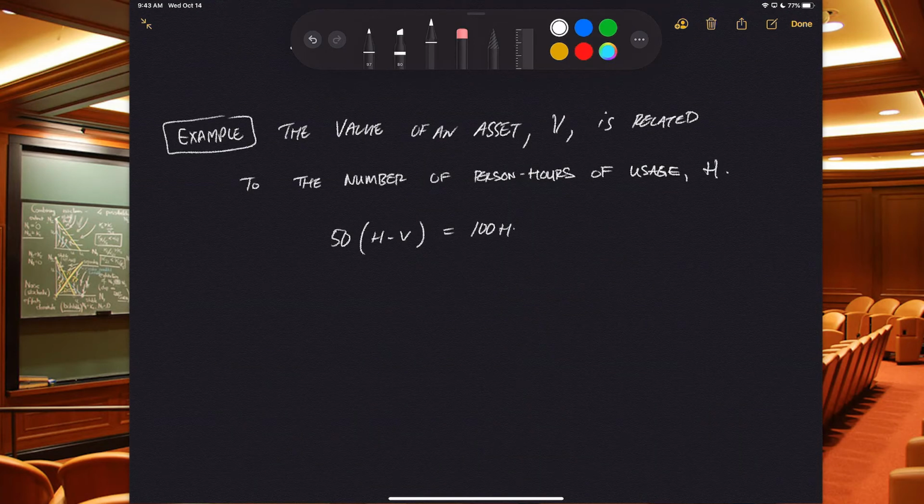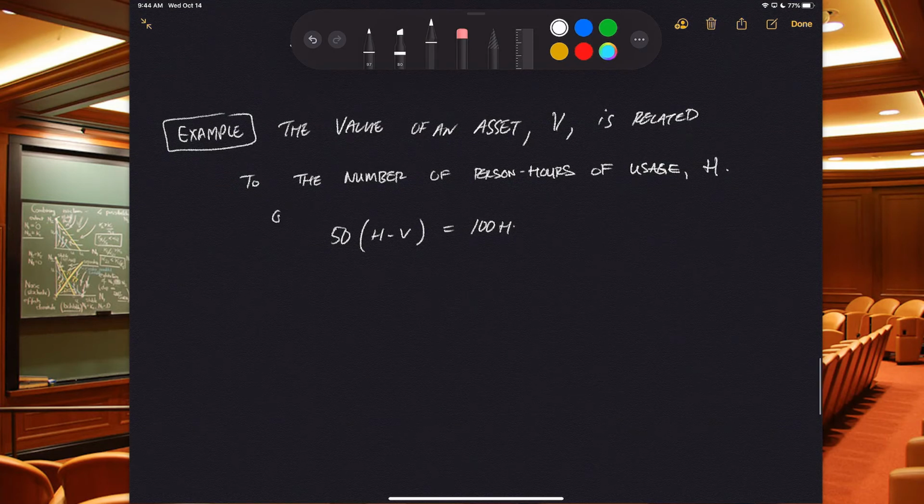So let's say we have a value of an asset that's shared, and that's going to be related to the number of person hours of usage. So this could be a getaway, a boat, a fun car, something. Let's keep it fun, but it could be any asset, and it's really going to be related to how much you can use this asset. And so one unit of measurement for that is what we call person hours. It's the number of people times the number of hours of usage. So let's say we're given this equation. This relates this particular asset to the amount of usage.